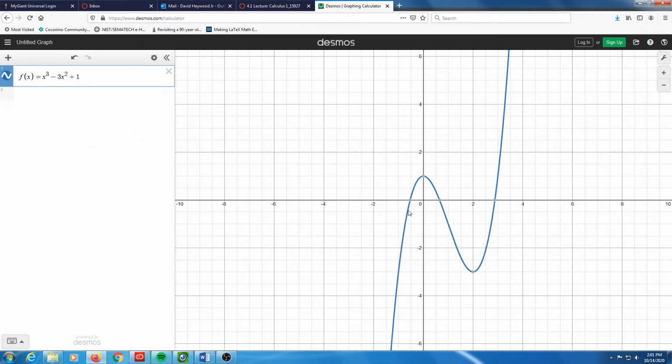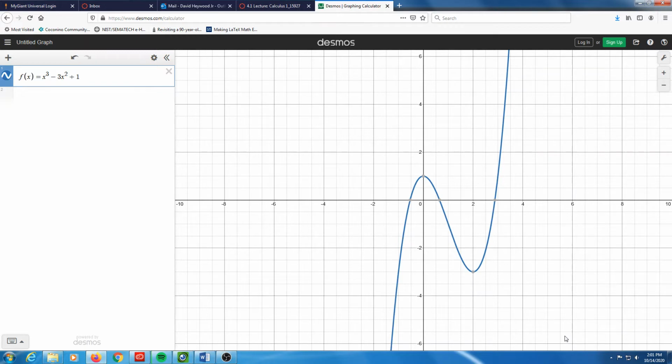Okay, so sure enough, notice that I am increasing from negative infinity to 0, and then I'm decreasing from 0 to 2, and then I'm increasing again from 2 to infinity, just like we thought.